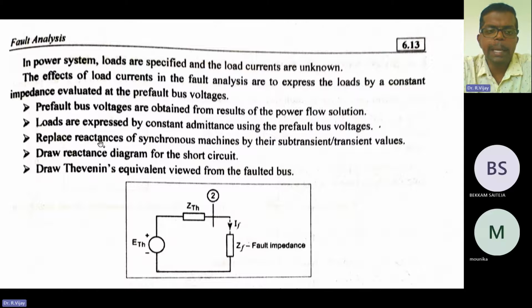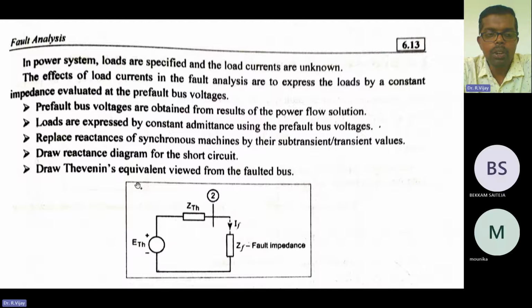Next, replace the reactance of the synchronous machine by subtransient or transient values. So we need to replace the reactance of that particular synchronous machine, that is, the synchronous generator connected at the particular bus, by using the subtransient or transient values. Next, first we need to draw the reactance diagram for that short circuit. Wherever the short circuit happens, we need to draw the reactance diagram.